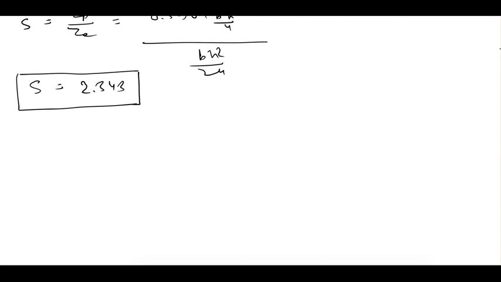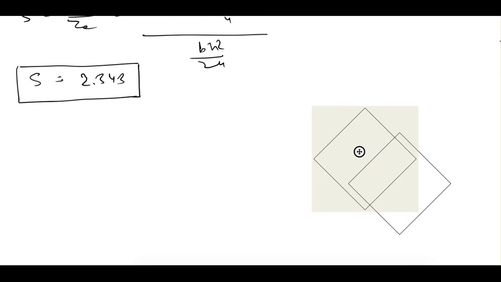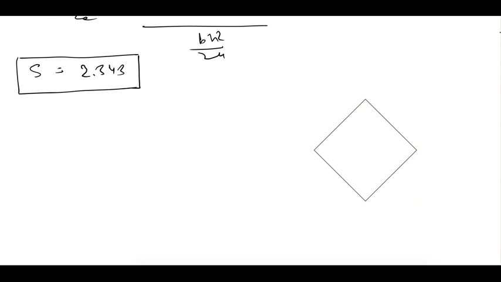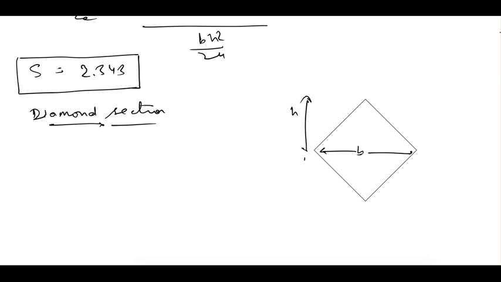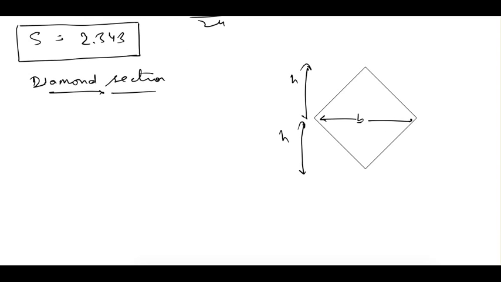Now let's see for a diamond section. Let's say this width here is b and this depth is h and this part is also h. So we can assume it to be made of two triangles, that is dividing it into two parts from here. So in this case also, because it is a symmetrical section, the elastic neutral axis and the plastic neutral axis both will be the same.